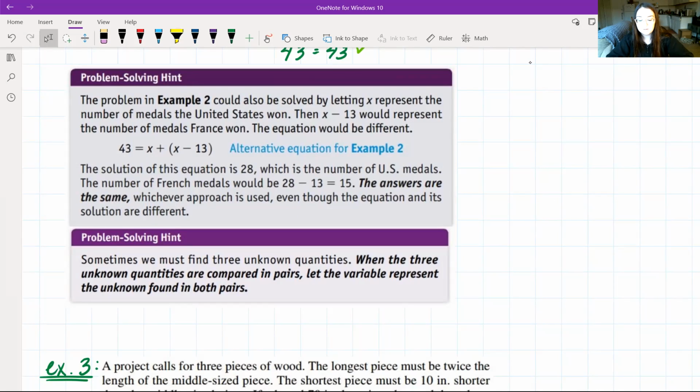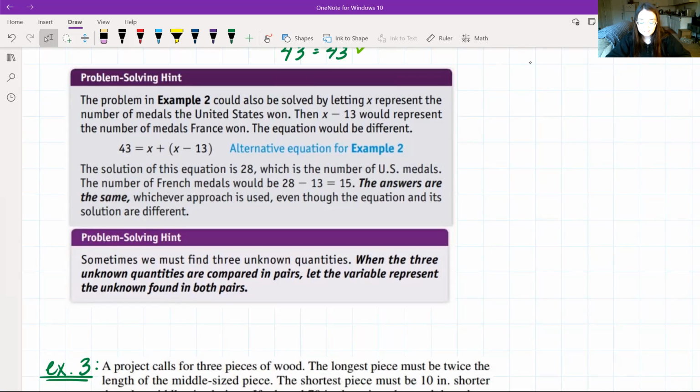The solution of this equation is 28, which tells us the number of the US medals. The number of French medals would be 28 minus 13, which is 15. So we get that the answers are the same, but the setup can be different. But either way, you should end up getting the same answer, whichever setup you go with.